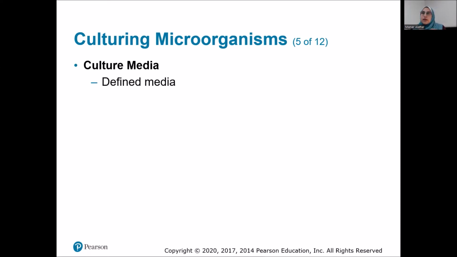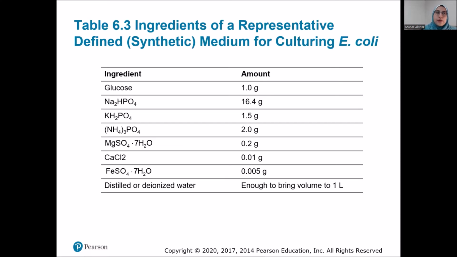Defined media is literally what it says. You're working with a specific organism, or you want to grow only one specific organism from a colony, and so you put exactly the nutrients that that organism needs within a media. Okay, and so for example, here you see the exact recipe for a defined media for culturing E. coli. Now, this is not the most common type of media that we use in the lab.